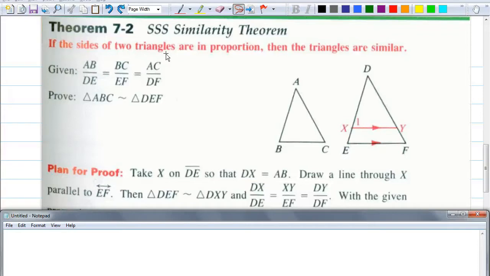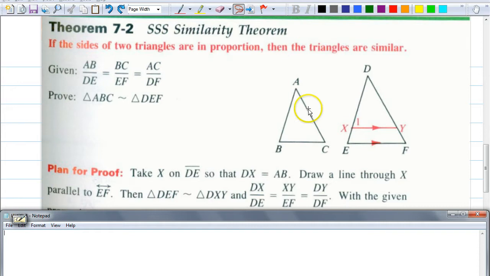Isn't DE in proportion to AB? Yeah, that's what it says. AB over DE is the same as BC over EF, and AC over DF. DEF, the big triangle, is similar to DXY, yes? That's why we got this. That's how I got this, right? Can we use transitive somehow to say ABC is similar?